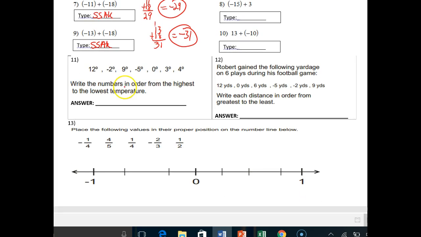Number 11. Write the numbers in order from highest to lowest temperature, so greatest to least. What is the farthest right of all these numbers? That would be 12. So 12 followed by 9, I can cross off when I do them. 4, 3, 0. Then what is next? Is it negative 5 or negative 2? Well, if I move left from 0 on the number line, I'll get negative 1, then negative 2, then negative 5. All right?